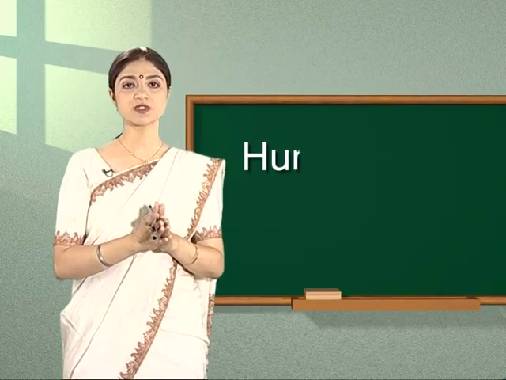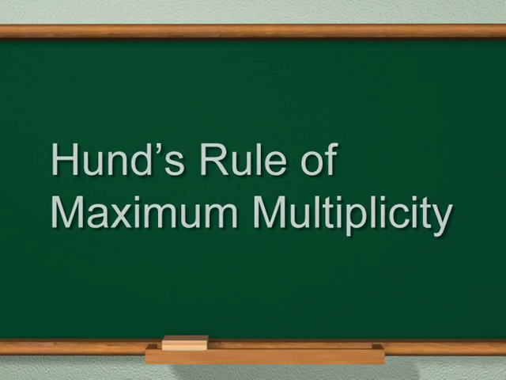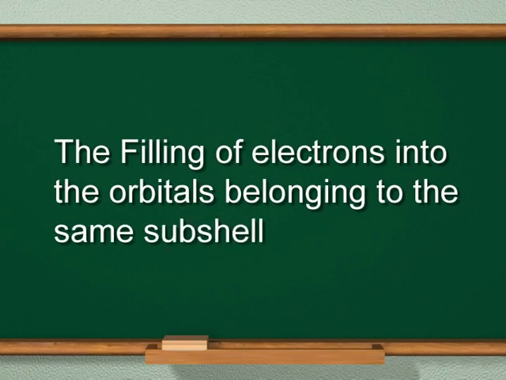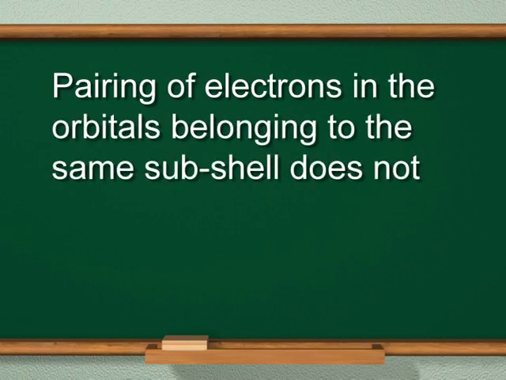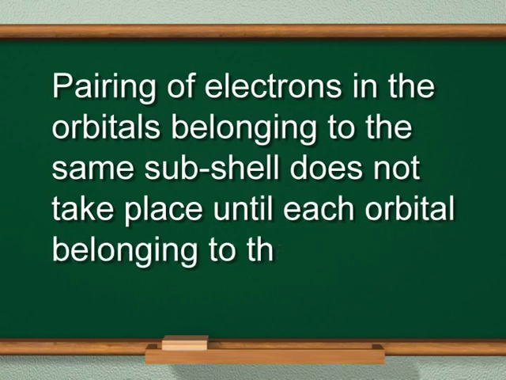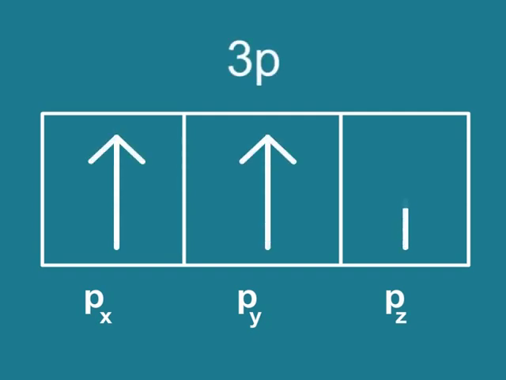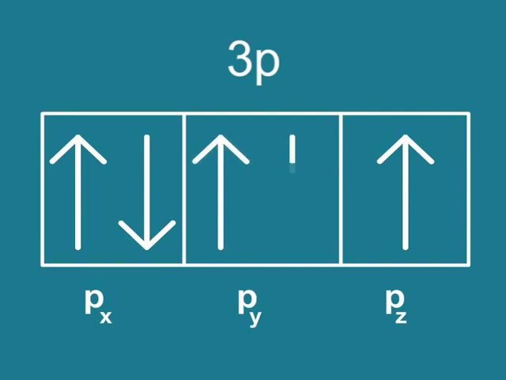Now it's time to discuss Hund's rule, which is also known as Hund's rule of maximum multiplicity. This rule deals with the filling of electrons into the orbitals belonging to the same subshell. This rule states that the pairing of electrons in the orbitals belonging to the same subshell does not take place until each orbital belonging to that subshell has got one electron each. It means that it is singly occupied. Let us take an example to clear this rule. Suppose 3p subshell is having 5 electrons in it. Let us look at the filling of electrons in it with the help of an animation.